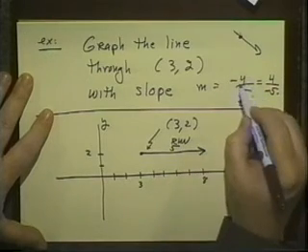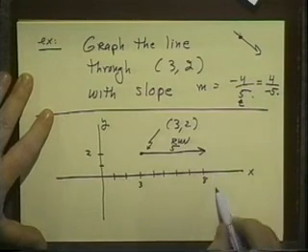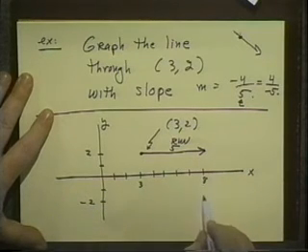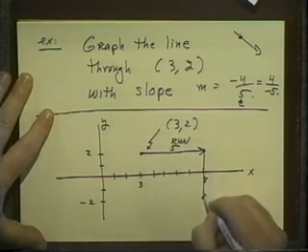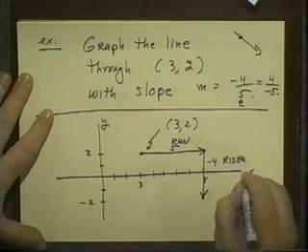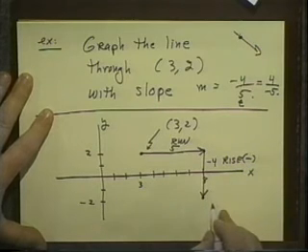The rise is minus 4, so I'm going to drop down 4. Now I'm 2 above the axis. I will have to go 2 below to drop down 4. So this is minus 4, and this is the rise. This is a negative rise.